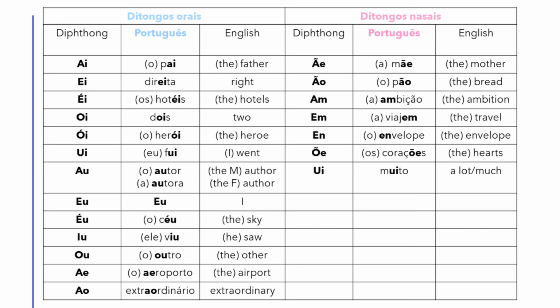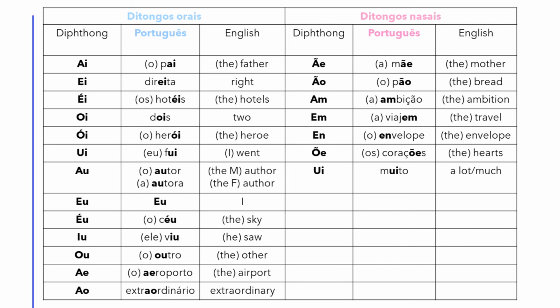A viagem, the travel. O envelope, the envelope. Os corações, the hearts. Ui, muito, a lot, much. Fantastic! Feel free to take a screenshot or a picture so you always have this table with you to go and revise and help you memorize the new vocabulary.